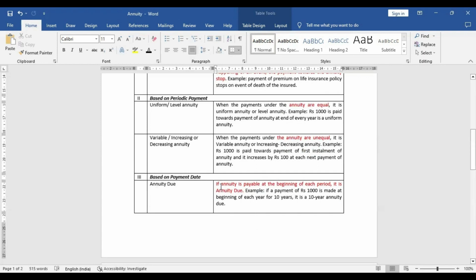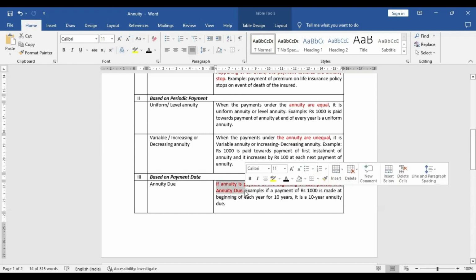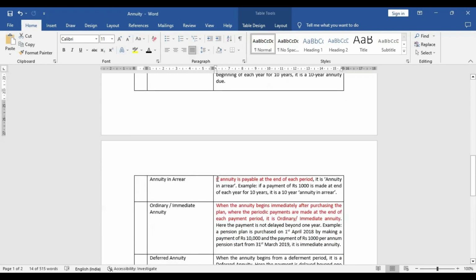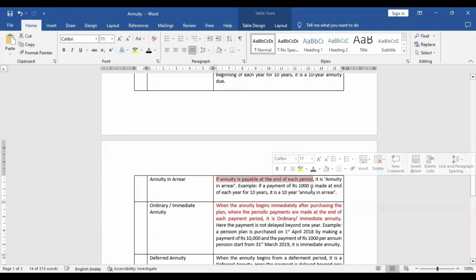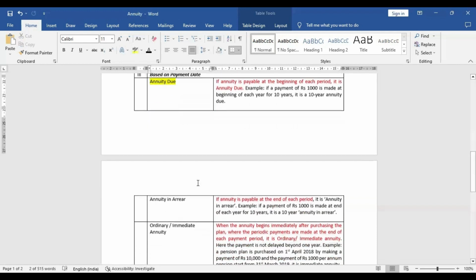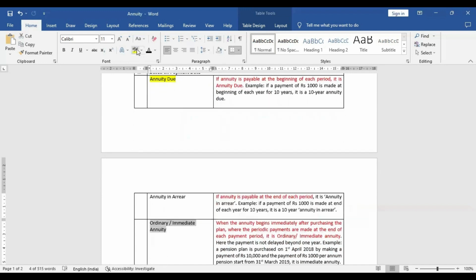Annuity due means the annuity is payable at the beginning of each period, like from the first of the month. For example, a payment of rupees 1000 made at the beginning of each year for 10 years is a 10-year annuity due. Annuity in arrear means the payment is made at the end of each period. Now, the two important aspects are annuity due as well as ordinary annuity. Ordinary annuity is basically where the annuity is going to start immediately when the plan has been purchased.